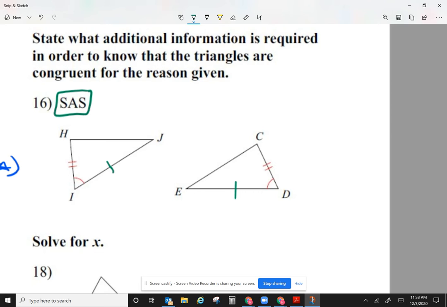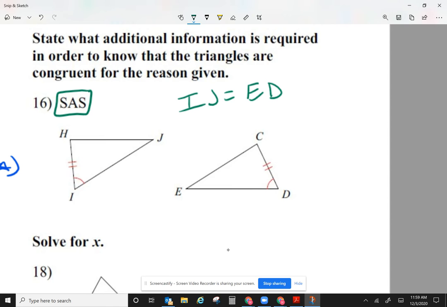Now, when it comes to sides, I use two letters. So I'm going to say I'm missing the side IJ, or JI, the order of the letters does not matter, equals, on the other triangle, I'm missing the side ED, or DE, the order does not matter. And once again, that's all I'm missing. When it comes to sides, we use two letters. When it comes to angles, we use three letters.